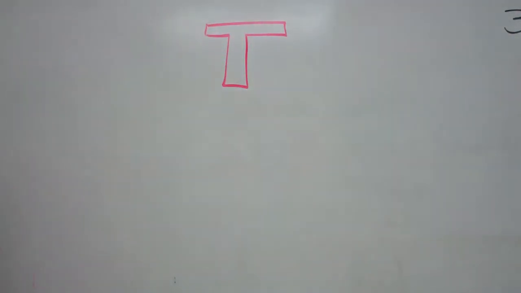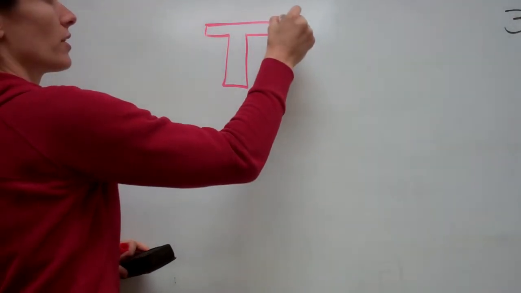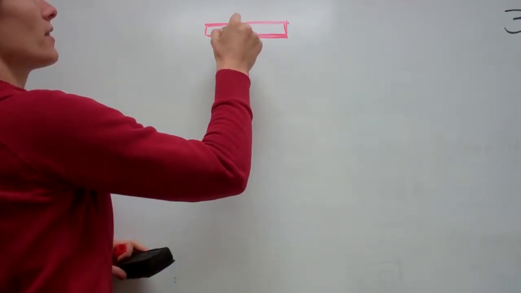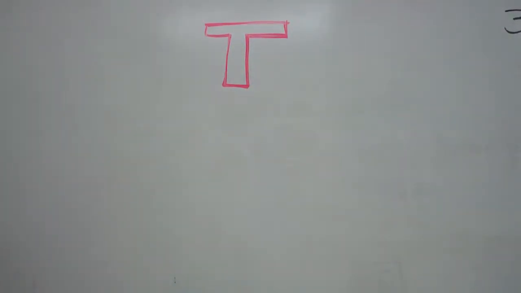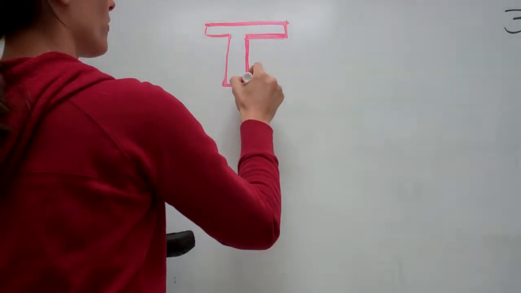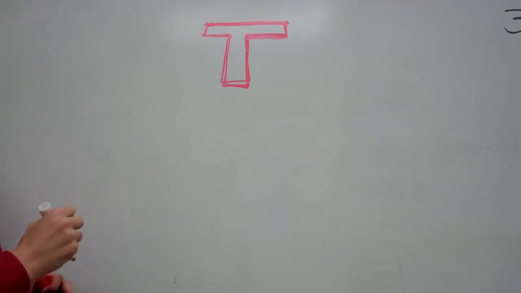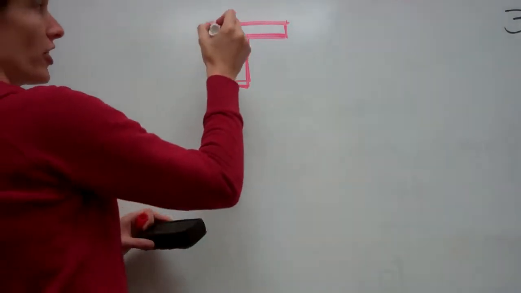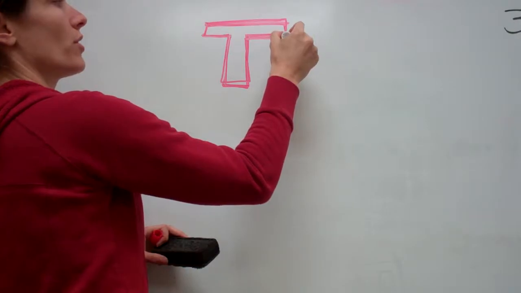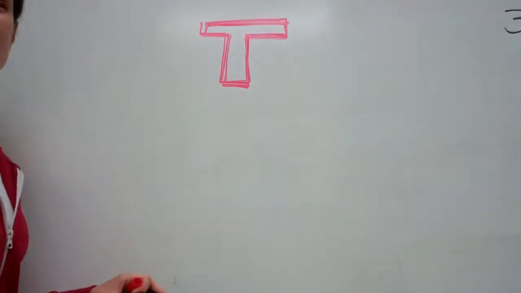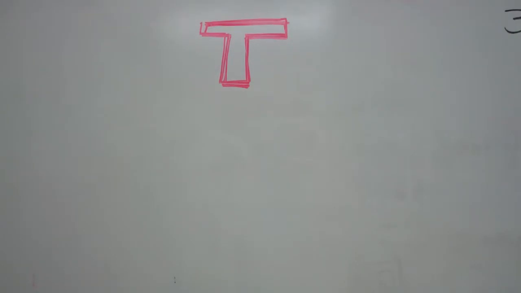Octagon. Why? Because it has 8 sides. Very good. That's 8: 1, 2, 3, 4, 5, 6, 7, 8. It's easier to trace it, and you can easily tell.